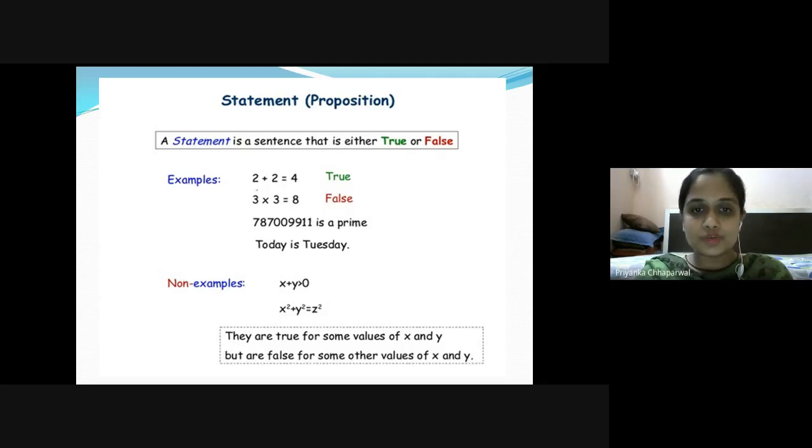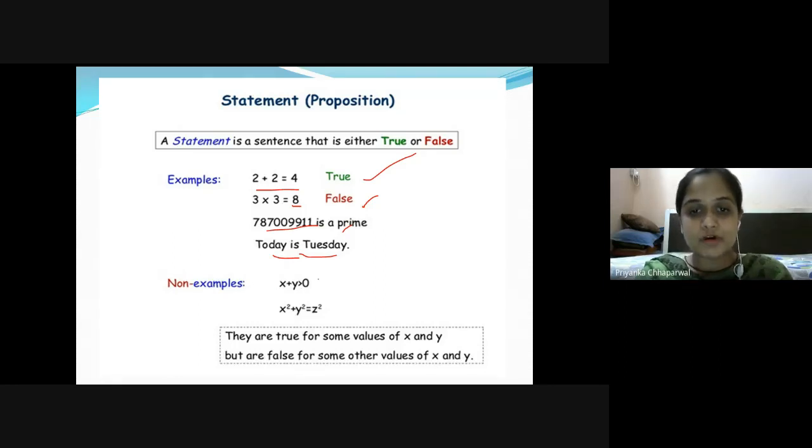So 2 plus 2 is 4. So it is a proposition statement. 3 cross 3 is, I am just writing, 8. So it is false. So it is a proposition. Then I am writing this number is a prime number. I am writing today is Tuesday. Today is Monday, but sorry, today is Tuesday. So it is true.